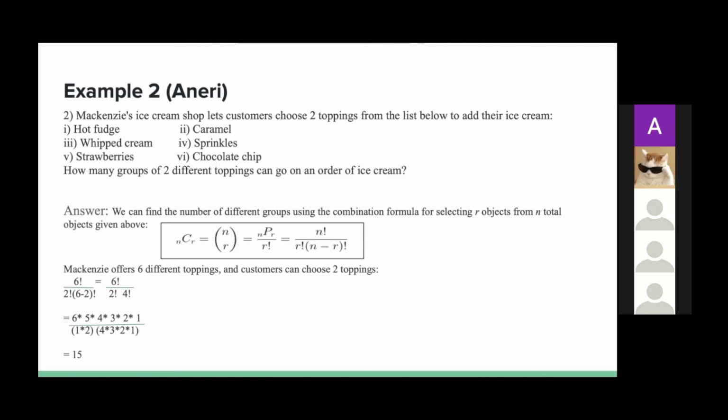So again, we can use the formula to find the number of combinations. The number of elements that we have is 6, and the combination we have to find is of 2. So we use the formula, which gives 6 factorial upon 2 factorial into 6 minus 2 factorial, which is equal to 15.